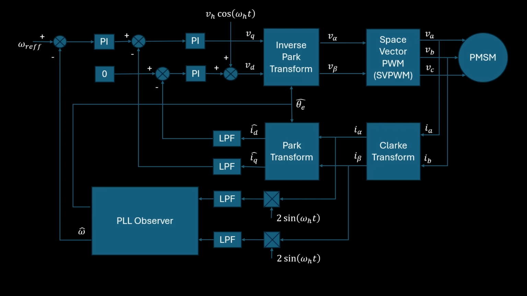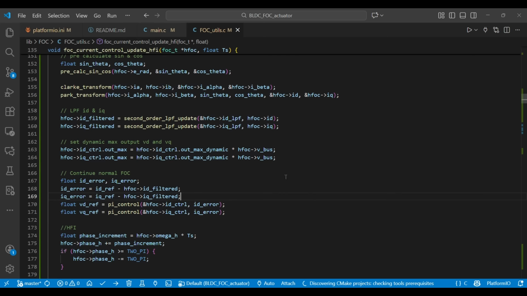The ID and IQ currents also need to be filtered. Aside from noise, these currents also contain high-frequency components due to the HFI. Since this injection signal is applied after the PI control, that means the high-frequency components are not needed and can even interfere with the main FOC control loop. Therefore, the high-frequency components in ID and IQ must be removed by passing them through a low-pass filter before being used in the PI control.